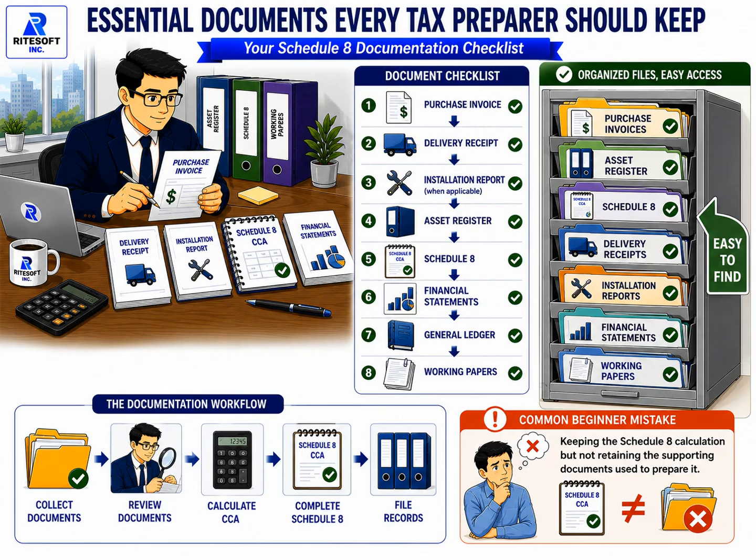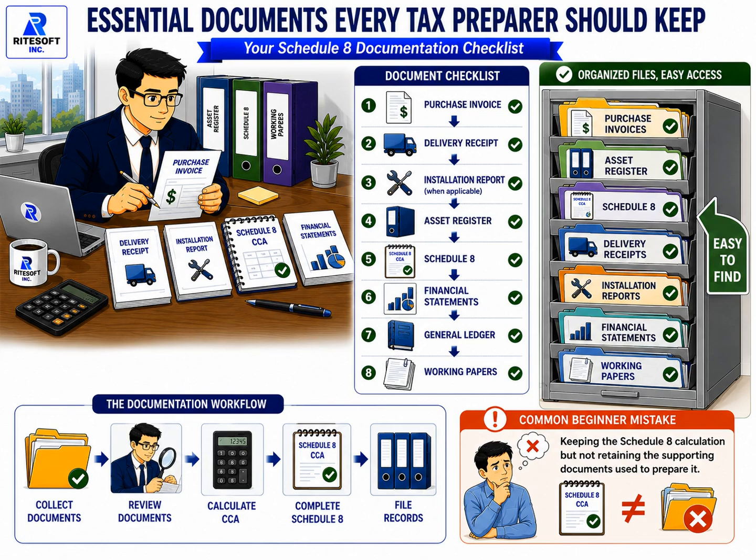The key lesson from this slide is simple. Every Schedule 8 calculation should be supported by a complete documentation file that includes purchase invoices, delivery receipts, installation reports when applicable, the fixed asset register, financial statements, the general ledger, Schedule 8, and all supporting working papers. Organized records make future tax preparation easier, improve consistency, and provide clear support for every capital cost allowance claim.